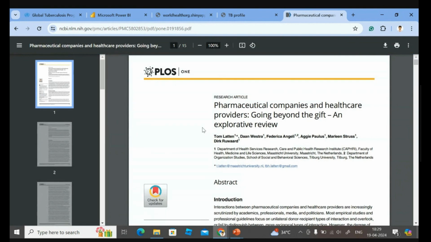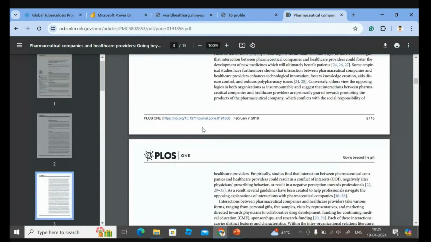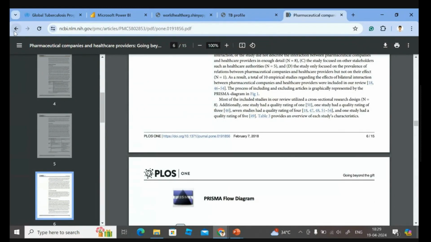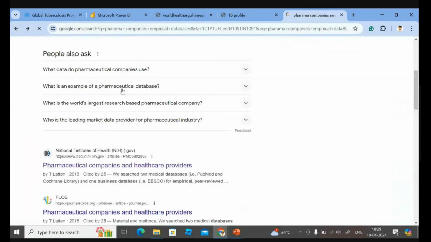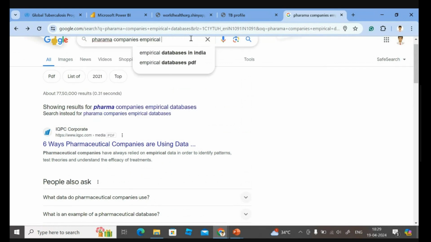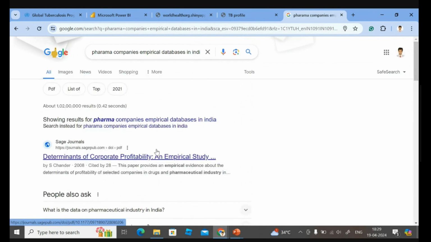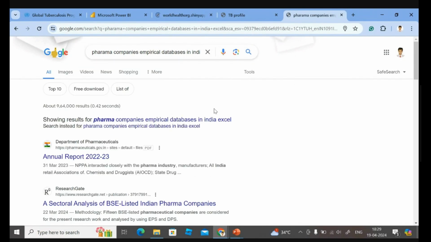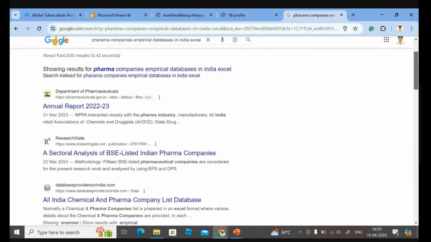Formats, the other formats, do they produce it? Let's look at it. But this is about the paper that they are talking about, not essentially the one that we are looking at. Okay, let's go back and check one more time. Databases in India. Okay, and we can say in Excel. Excel databases. So Department of Pharmaceutical has that. Let me just get this.